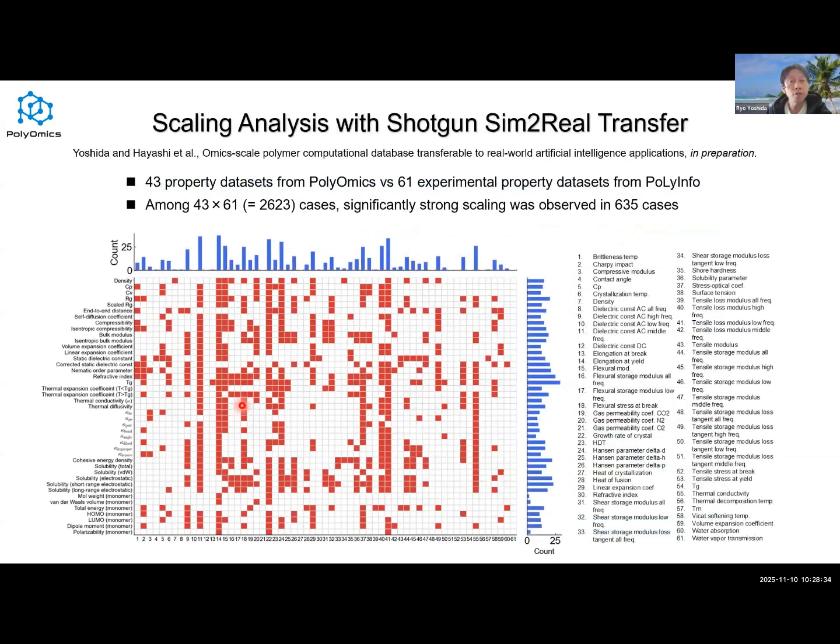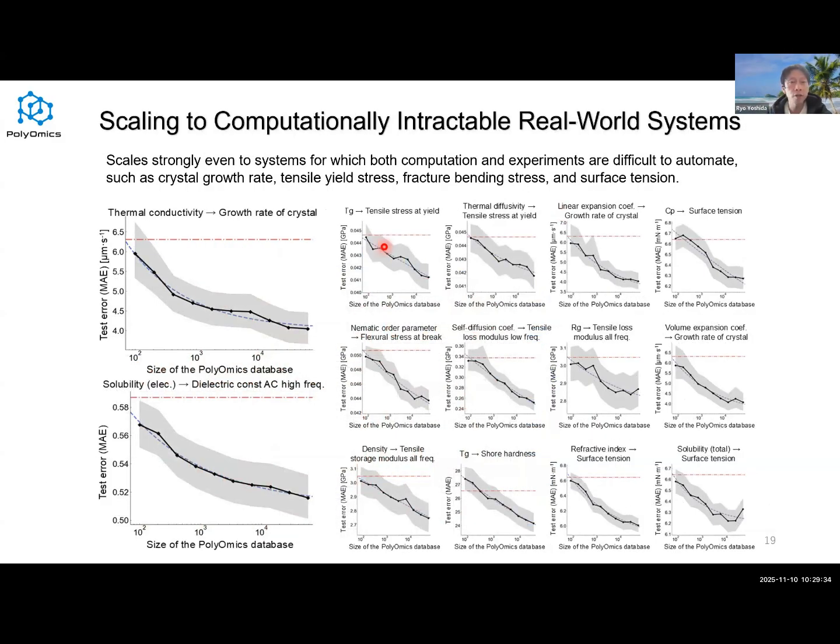Now I'd like to show a more comprehensive experimental result. Here we use the 43-property dataset from PolyOmics and nearly 60 experimental property datasets from public databases. This matrix shows the presence or absence of significant scaling. Among the nearly 250 scenarios of Sim2Real transfer, in approximately 600 cases significant scaling was observed. And this slide panel shows several examples.